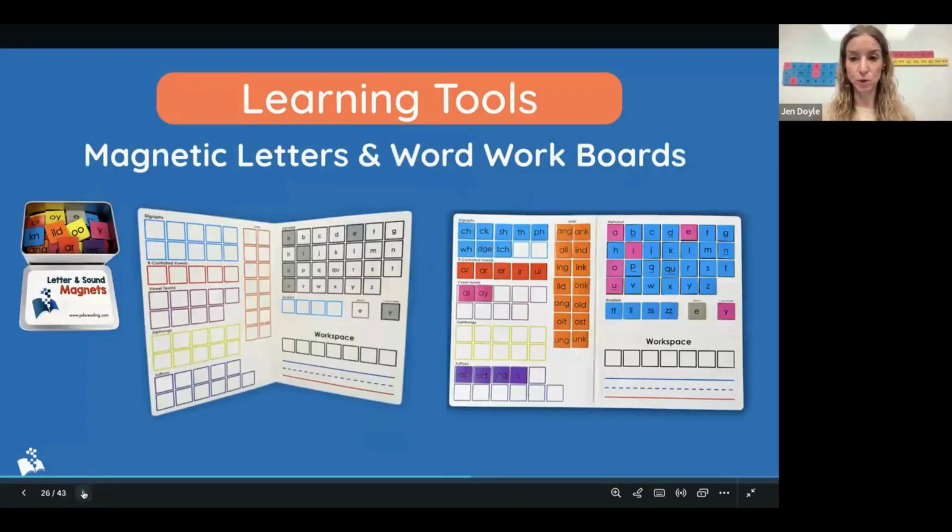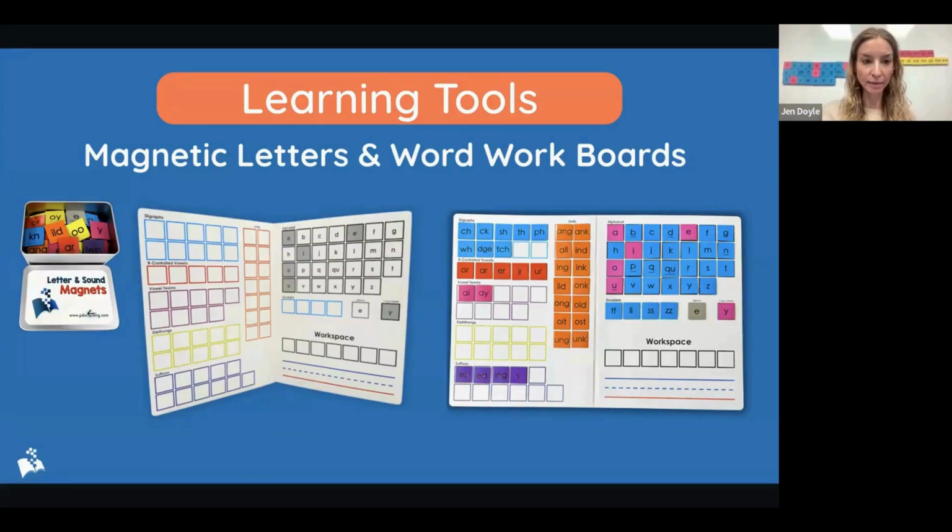And then we have the learning tools. The learning tools that I'll be using today are magnetic letters and word work boards. You'll see here that this is the tin of letters that you get within our set, and the board has places for the letters of the alphabet. Right behind those letters is a really easy way for students to replace them and put them back on the board.